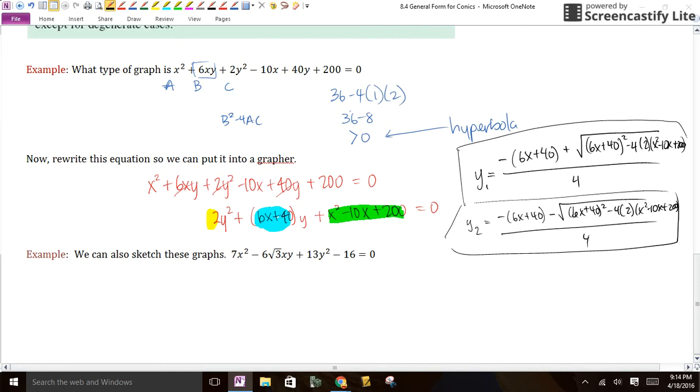And your calculator then will graph y1, it'll graph y2, and you will get this rotated hyperbola. And you'll say, wow, that was awesome. That's what you would do on a calculator test. Don't forget that. Now, what about a non-calculator test?